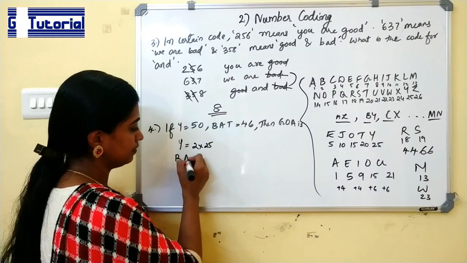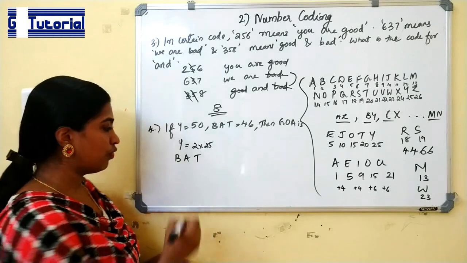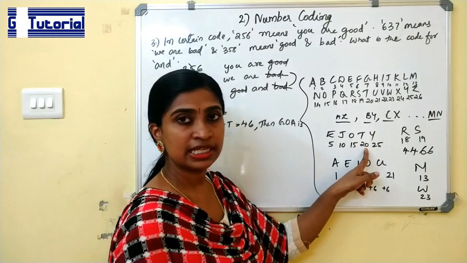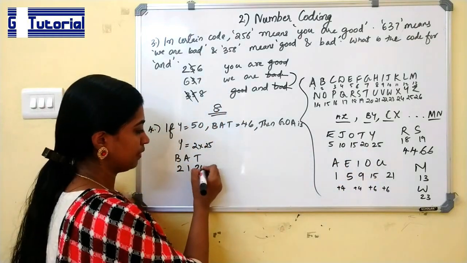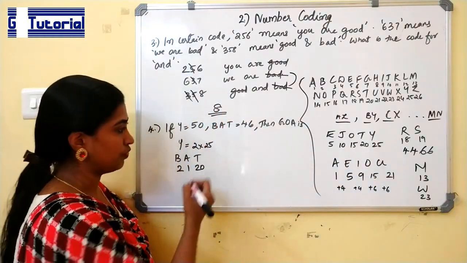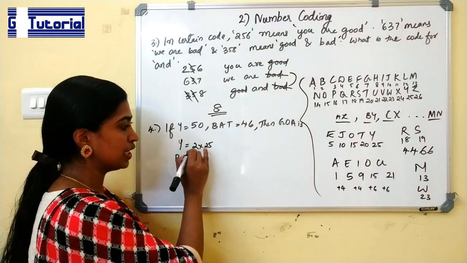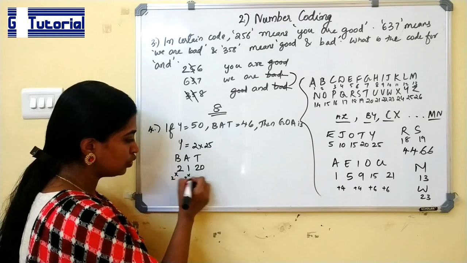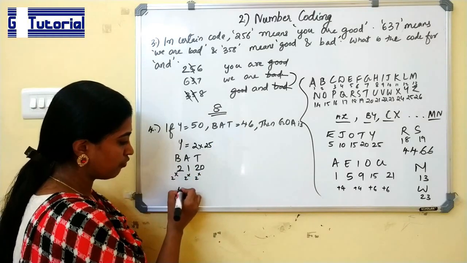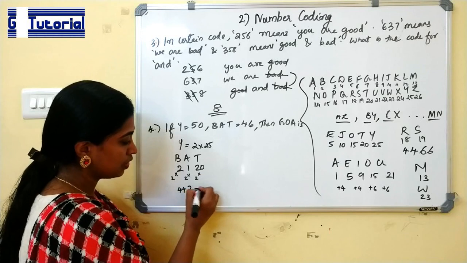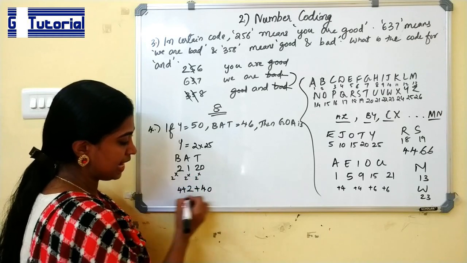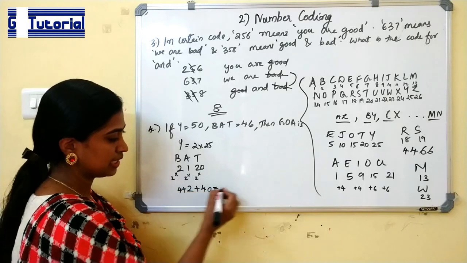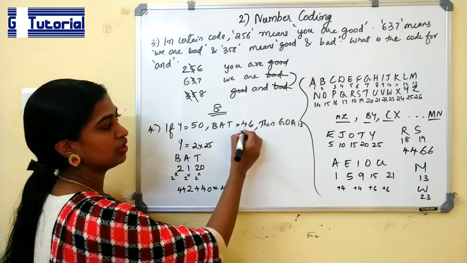Similarly, bat. The code for B, A is 1, B is 2 and T is 20. Here we have taken twice of Y, so let us take twice of each. 2 into 2, 1 into 2 and 20 into 2. So 2 into 2 is 4, 1 into 2 is 2, 20 into 2 is 40. Let us add them. 4 plus 2 plus 40, which is 40 plus 6, 46. This is actually the code.